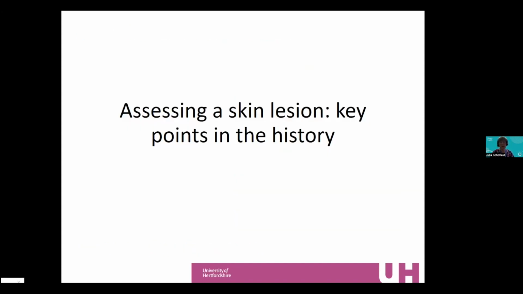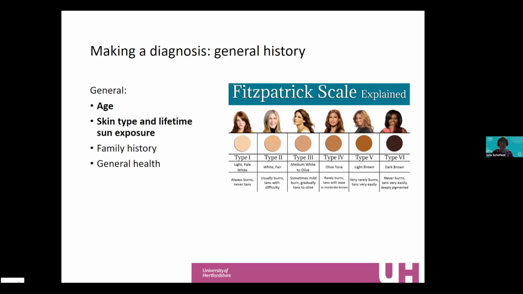So let's talk a little bit. I've given you some background to what sort of lesions we've been talking about, and now we need to think about, so what are the key points in the history? Well, I think it's important to remember age. I've already said to you that some things are commoner in different age groups. So older people are more likely to have our skin cancers.